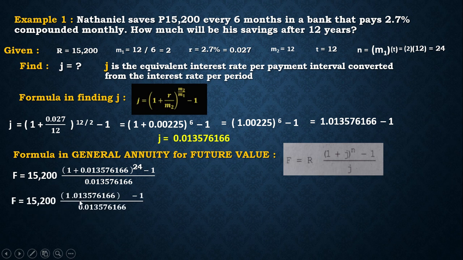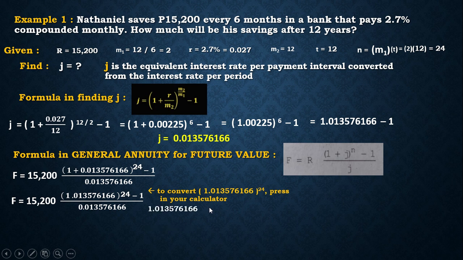And that becomes 1.013576166. Still, nasa exponent pa rin ni 24. Minus 1 divided by 0.013576166. Ang next step po natin, i-convert natin tong part na to. Wala pong gagalawin dito, dito, at dito. Pag kinonvert po natin ito pong dapat natin gawin. To convert 1.013576166 raised to the exponent of 24, press the following in your calculator.